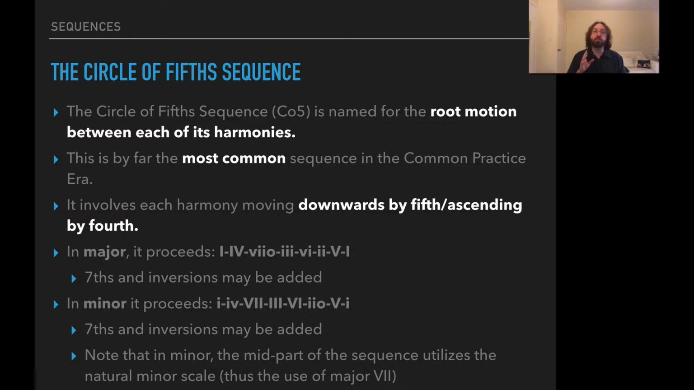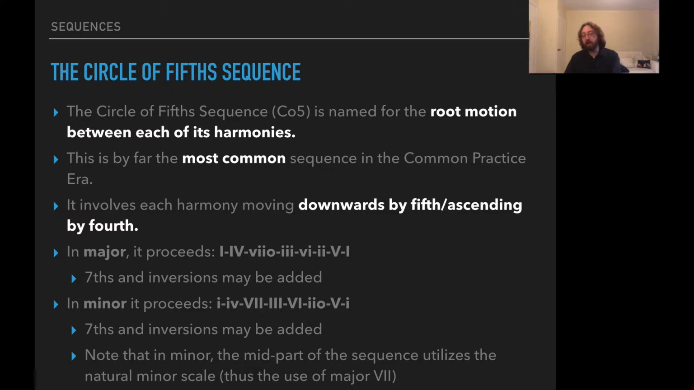This is by far the most common sequence in the common practice era. It involves each harmony moving downwards by fifth or ascending by fourth. It's the same thing. So in major, it proceeds, if we go to F major, that would be 1, down to 4, down to 7, down to 3, down to 6, and then to 2, and then to 5, and then to 1.